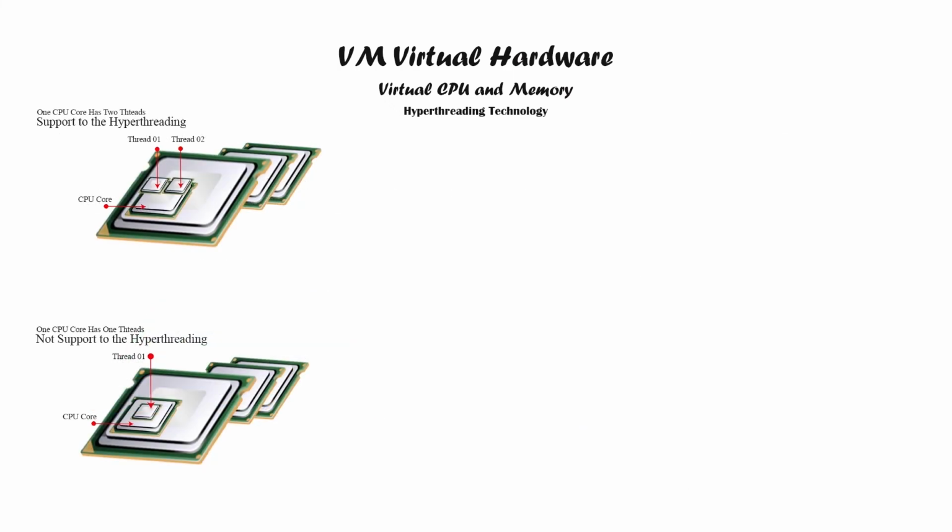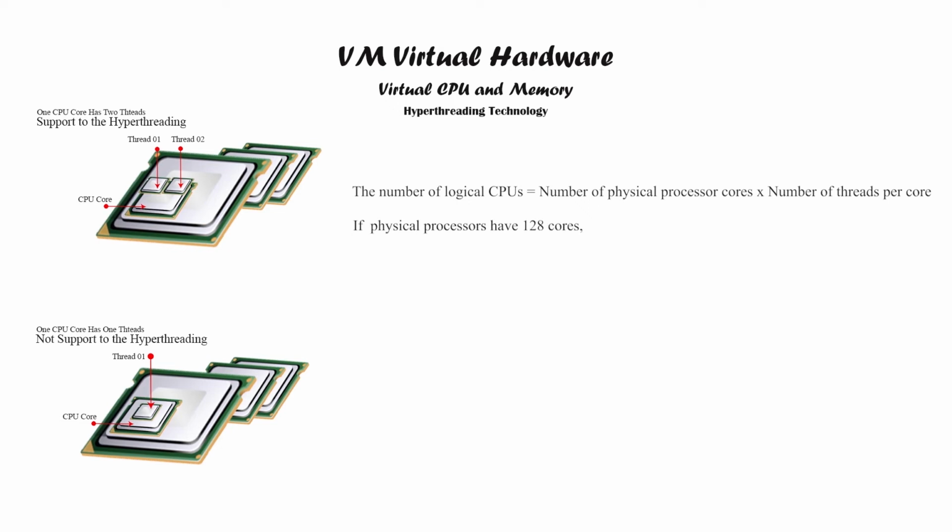If hyperthreading is enabled, the number of logical CPUs is equal to the number of physical processor cores multiplied by threads per core. If the physical processors have 128 cores, the number of logical CPUs is equal to 256, because one CPU core has 2 threads.